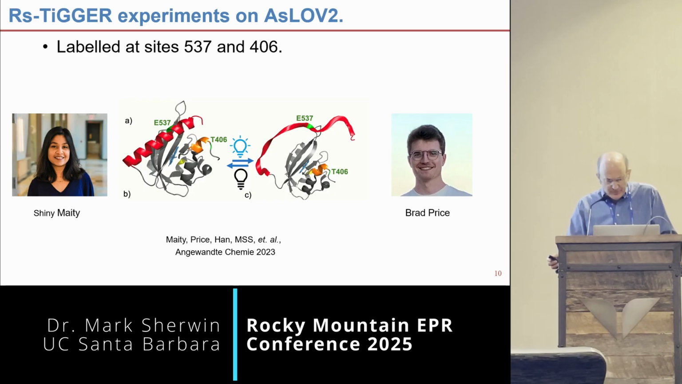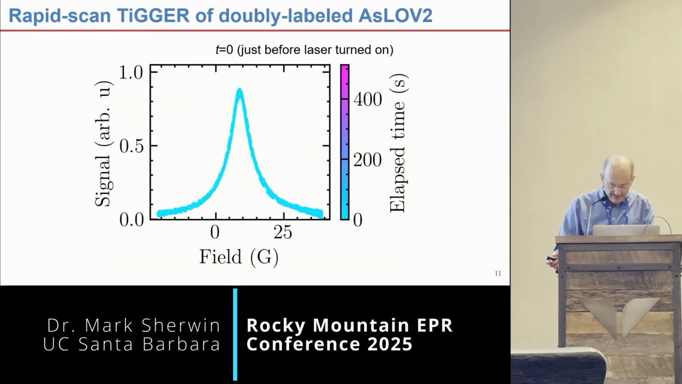So the experiments that I'll tell you about are on ASLOV2. It was labeled at these two sites. One is on the J alpha helix, and the other is on the other terminal of the protein, on an A alpha helix. So I'm going to show you a few snapshots of the movie.